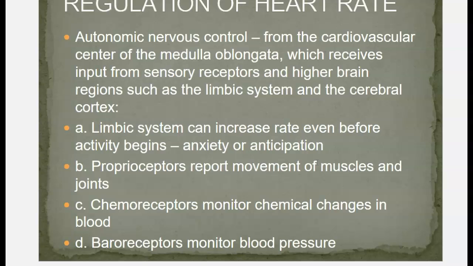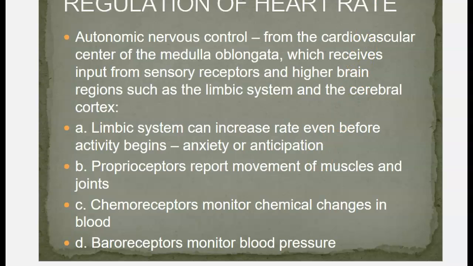From where your muscles are located, what's the angle of the joints? Are your arms above your head, below your head? How things are arranged. What's the chemical nature of your blood? High CO2, low CO2. And then what's your overall blood pressure?